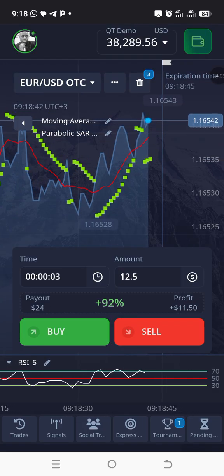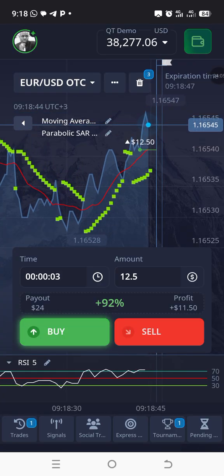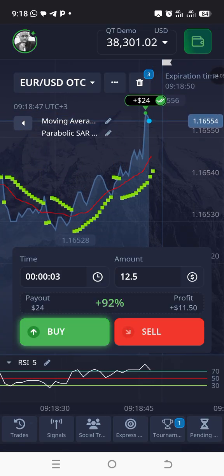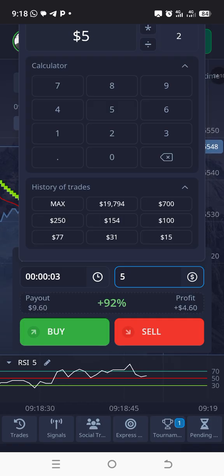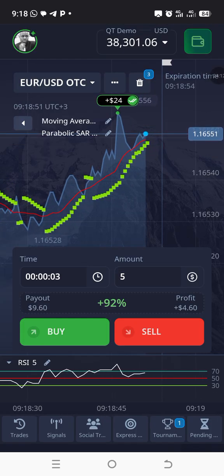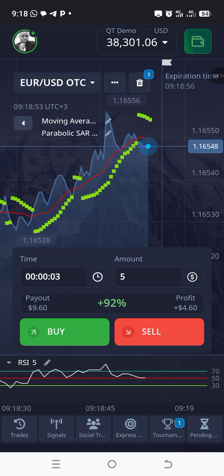When you lose, just double it, plus half the amount of the stake. We are at 300.